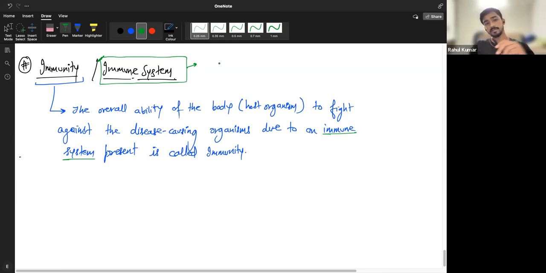So just because pathogens are lying on our skin, they cannot infect us. In case of COVID also, till the virus is on your palm, hands.